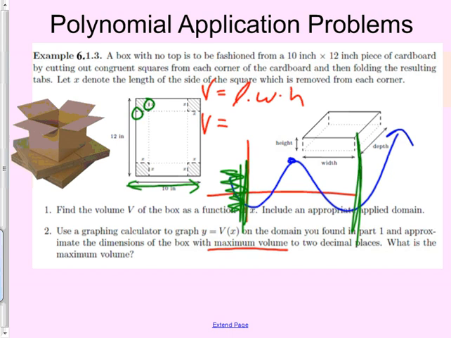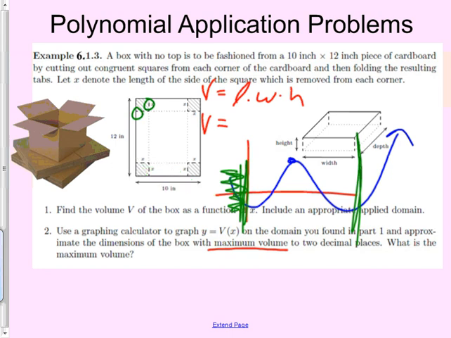Why can't x equal 5? You'd be cutting out so much that this would be 5 and this would be 5, and you wouldn't even have a box anymore. You get how it can't be 5? It has to be less than 5? Do you get how that's important to think through? That's what most of you did wrong on your last test, is you didn't think through what x could be. All right, so you got to know what the requirements are for x.